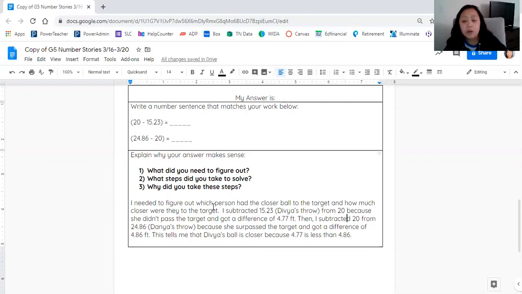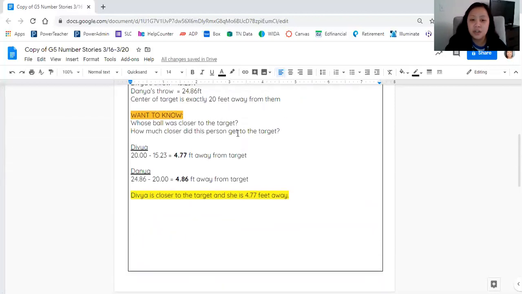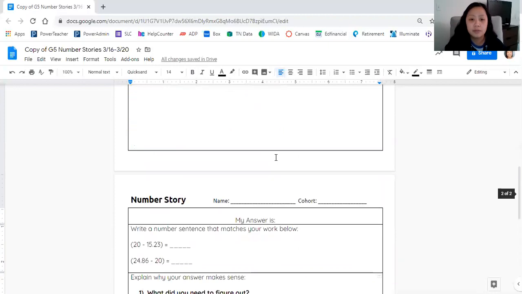So an exemplar or an example of what you could have written in your own work is, I needed to figure out which person had the closer ball to the target and how much closer they were to the target, right? Again, that lines back up with our annotations here. It's nothing new that Ms. Hang is thinking about, nothing new I have to pull out from my schema. It comes straight from the story.